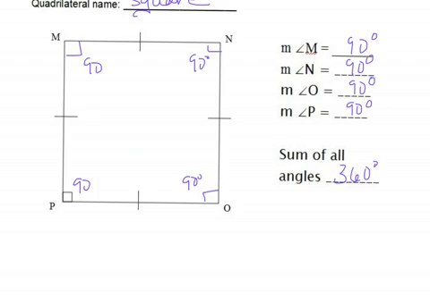All right, here's this one. It's a square. We know that it has 4 right angles. 4 right angles would be 90 degrees each. Add those all up and you get 360. So let's check the next one.